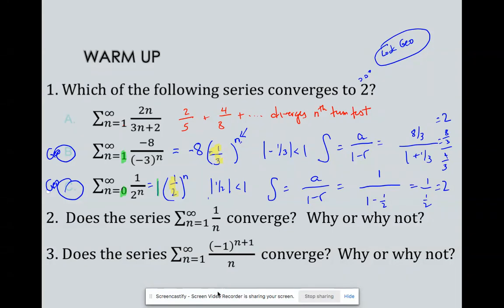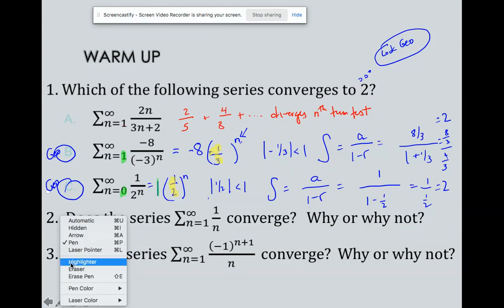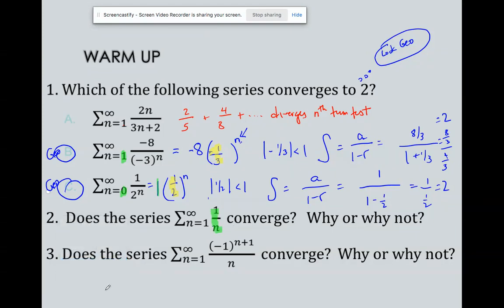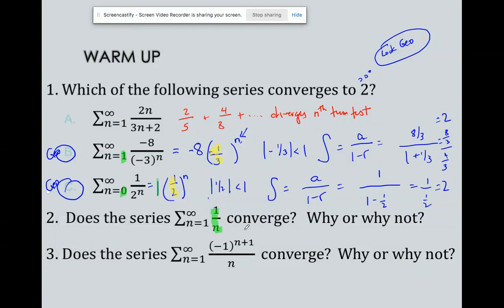So number 2 and 3 should go kind of quickly. I hope you can see, notice I don't have a number. Does the series converge? I don't say, does it converge to 2? I just say, does it converge? And 1 over n is not geometric, but that is a series you should recognize. 1 over n is a p series where p is equal to 1, that's the harmonic series, diverges, right? Does not fall fast enough to its horizontal asymptote.